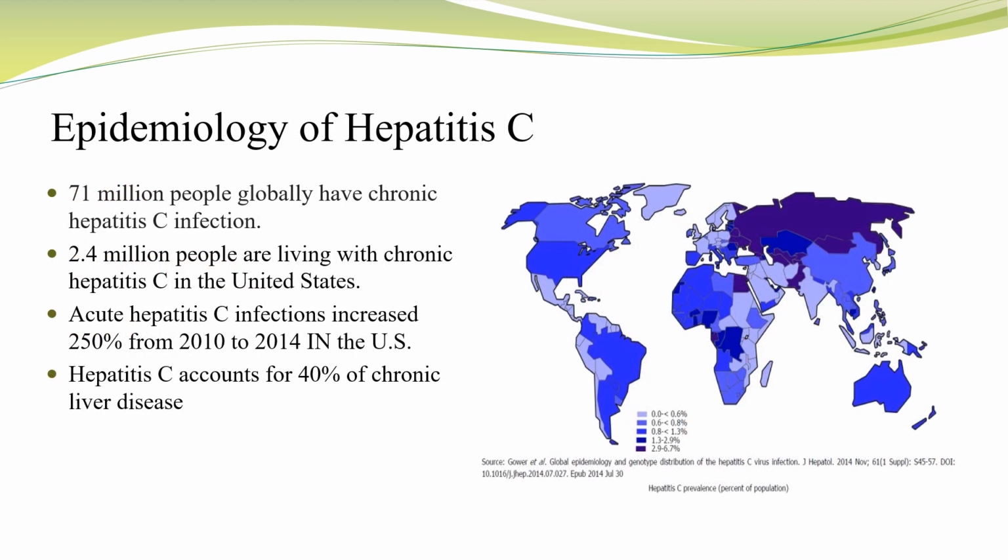For hepatitis C, 71 million people globally have chronic hepatitis C infection, and 2.4 million people are living with chronic hepatitis C in the US. As we see in the map, Russia and Asia have the highest prevalence of hepatitis C. One of the main reasons for that, also for hepatitis B, is vertical transmission from mother to child.